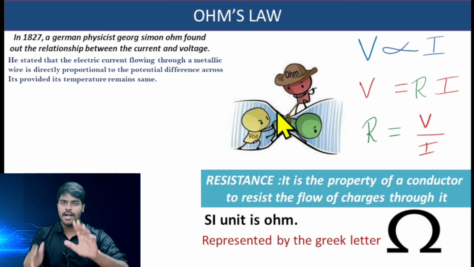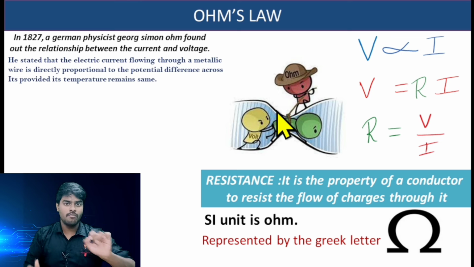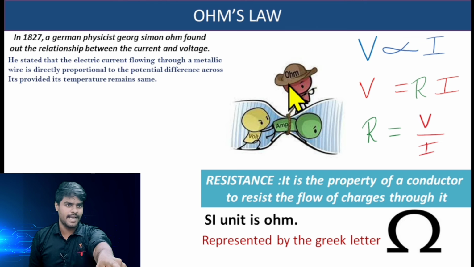Now see this. Current is flowing in the conductor. Here, voltage is pushing the current. Go, go, go. Voltage is pushing the current. Now see this guy, ohm, the resistance.